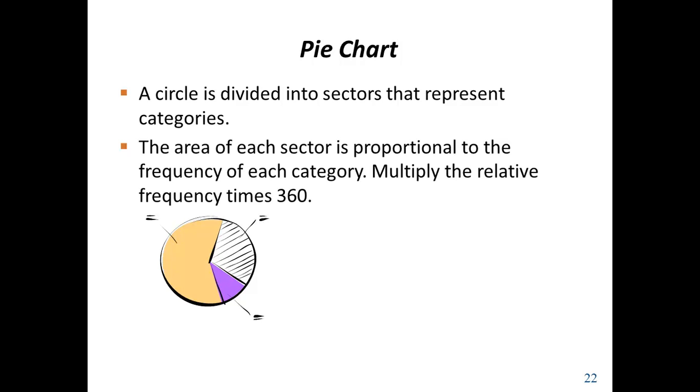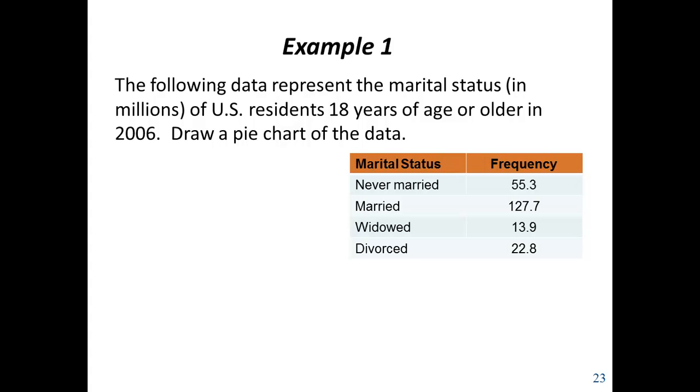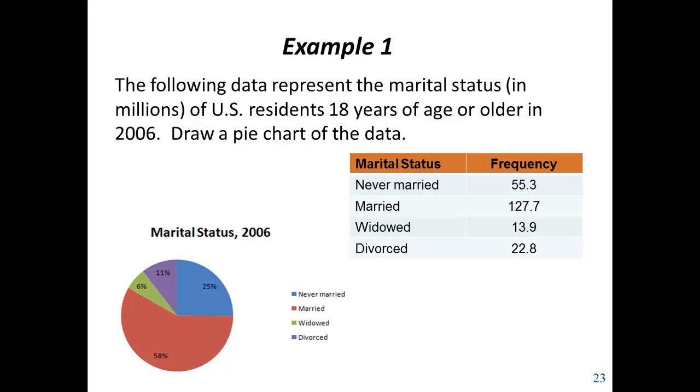The last thing is the pie chart, where a circle is divided into sectors, and basically you have to multiply the relative frequency times 360, because we have 360 degrees in a circle. And this is an example. We have the frequency, we have to calculate the relative frequency, and then based on that we create the pie chart.